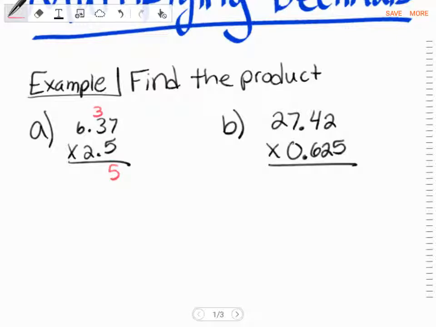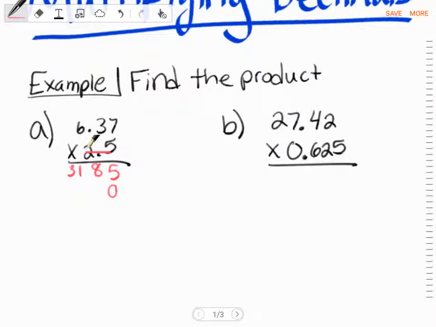5 times 3 is going to give us 15, plus 3 is 18. 5 times 6 is going to give me 30, plus 1 is 31. And then I'm going to start my next row. And remember, when you start your next row, you've always got to have that placeholder before you keep going. So now I've got my placeholder, and I can start with my next number that I come to.